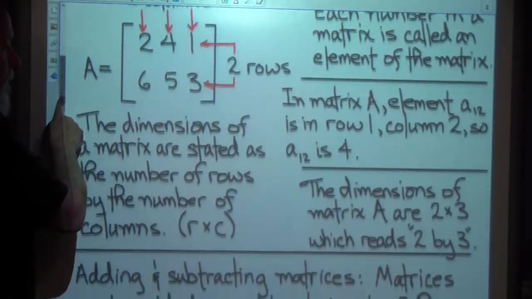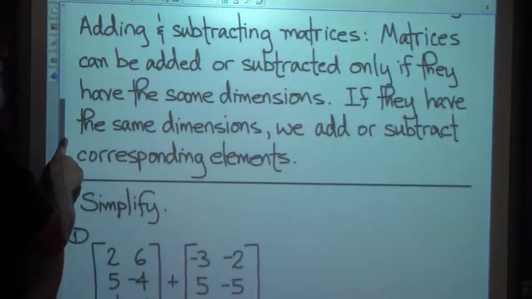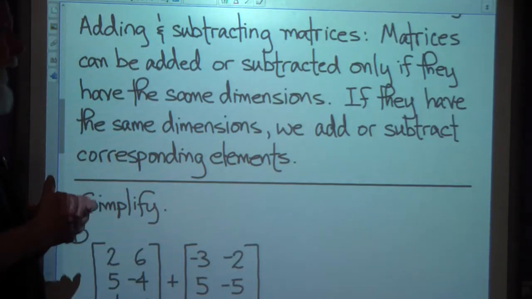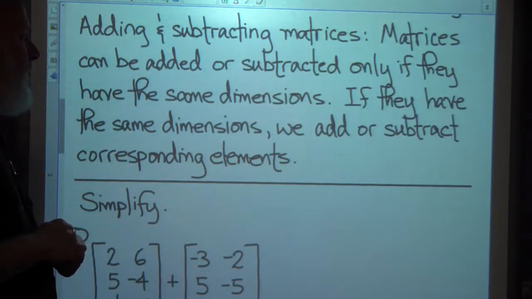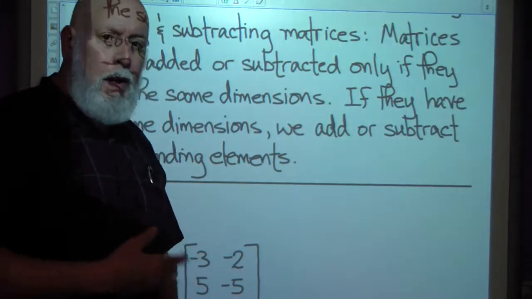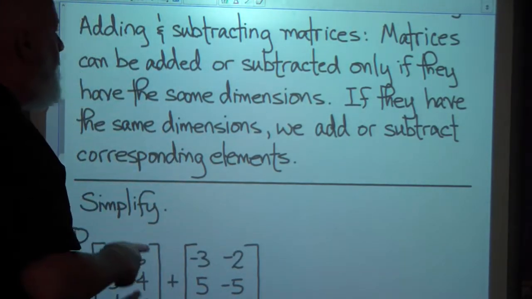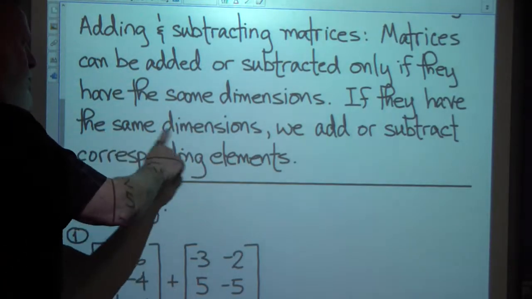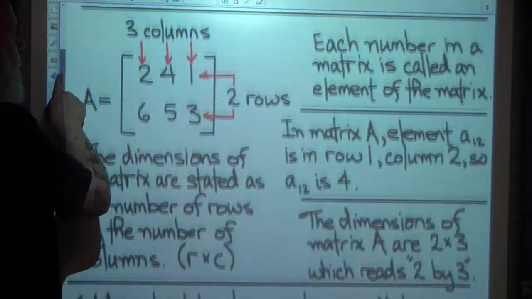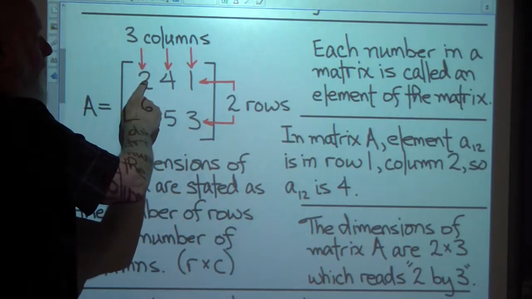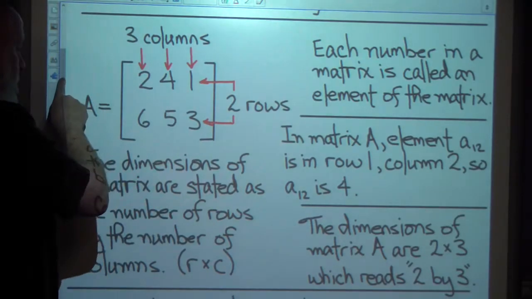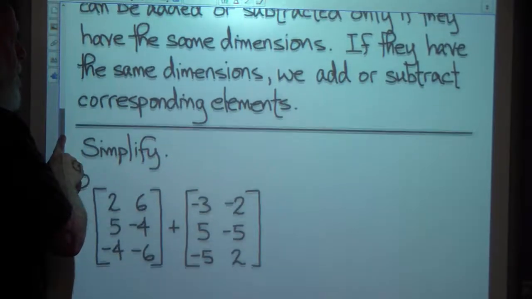So let's see what we're going to do here. Our objective is to add these together. Adding and subtracting matrices. The matrices can be added or subtracted only if they have the same dimensions. So they have to have the same number of rows and the same number of columns if we're going to add them together. And then if they have the same dimensions, we add or subtract corresponding elements. That means you're going to add the top left element of one matrix to the top left element of another matrix, so forth and so on. So let's take a look at what it looks like.